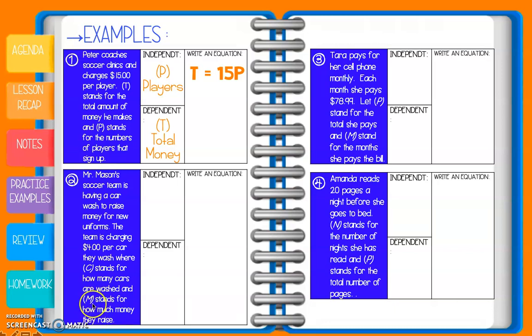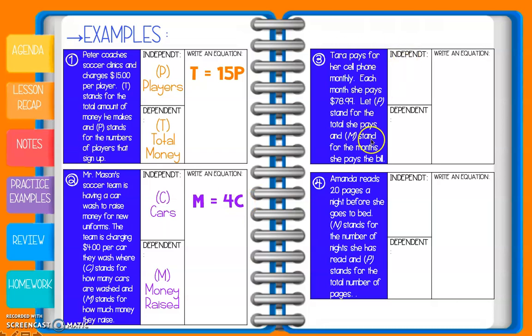Okay, so the amount of money they raise depends on how many cars they wash. Therefore, C is going to be our independent variable, because the more cars, the more money, the less cars, the less money. And M is going to be our dependent, because the money raised depends on the independent variable. We already said it's $4 per car, so the money that they make equals $4 times every car that they wash. Okay, so the money they make, M, equals $4 times each car that they wash. There's our equation.